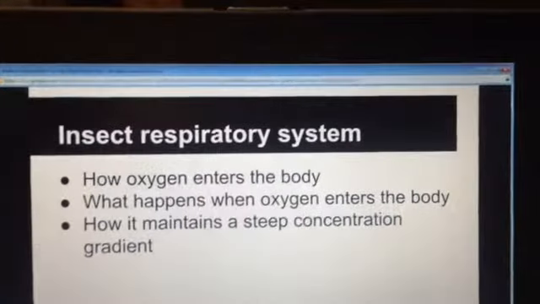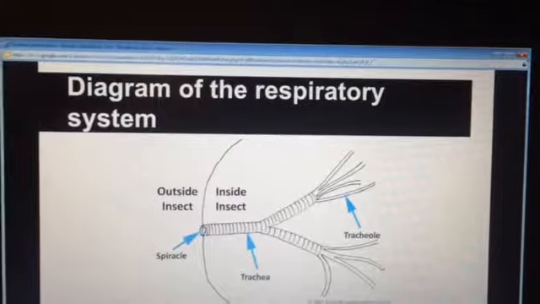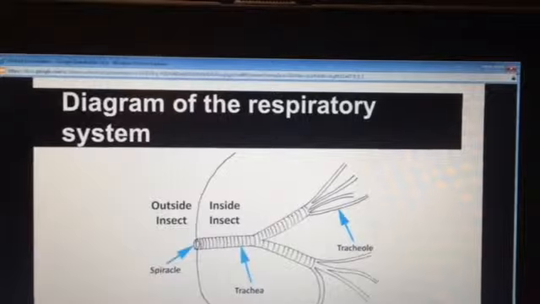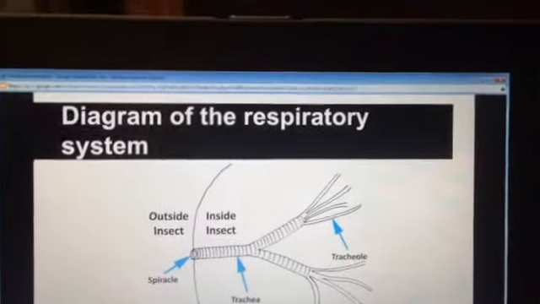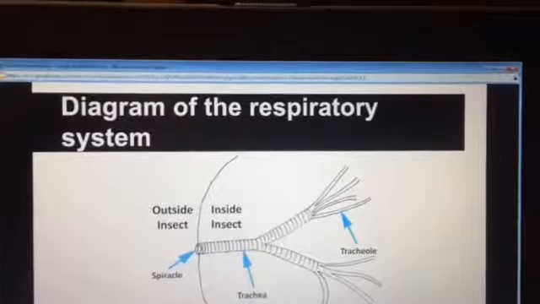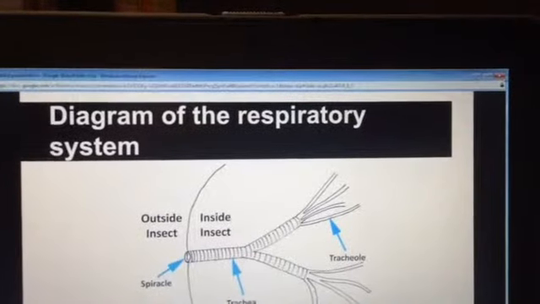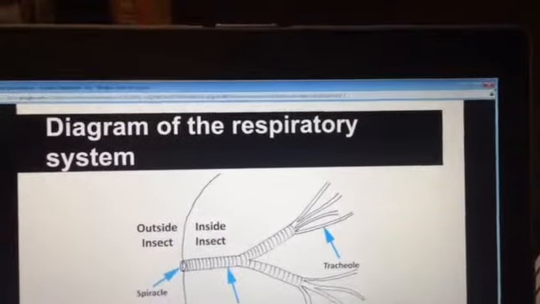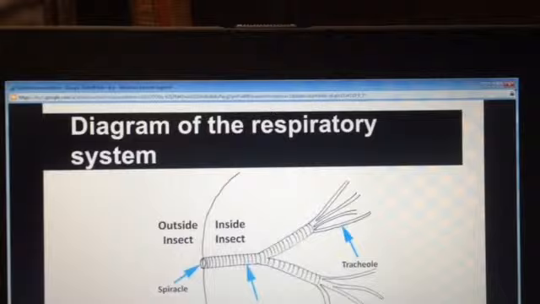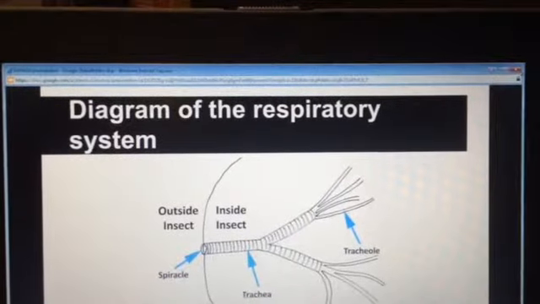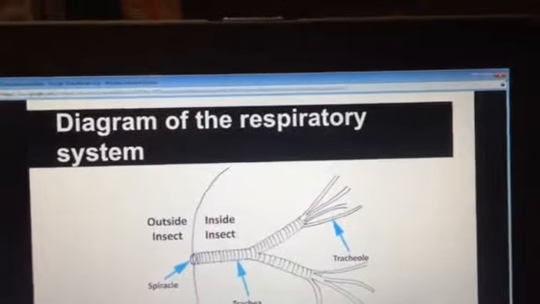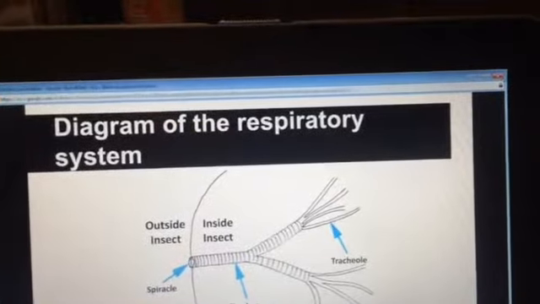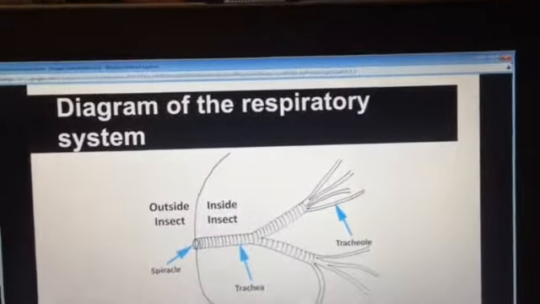How it maintains a steep concentration gradient. The insect cells use the oxygen that has travelled down the tracheal system, so there is less oxygen at the end of the tubes than there is outside the insect. So, molecules of oxygen pass into the tracheal system to replace the oxygen that was used and end up at the tips of the tracheoles. These molecules are also used by the insect cells, so more oxygen enters the tracheal system to compensate. Thus, oxygen continues to flow into the respiratory system, and the insect is continuously supplied with the oxygen it needs to survive.